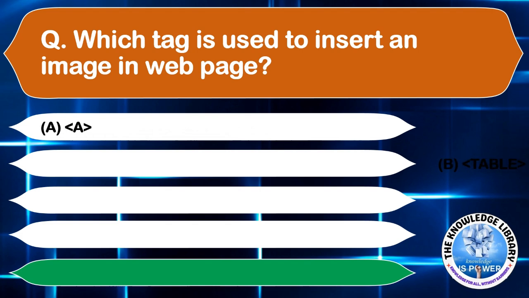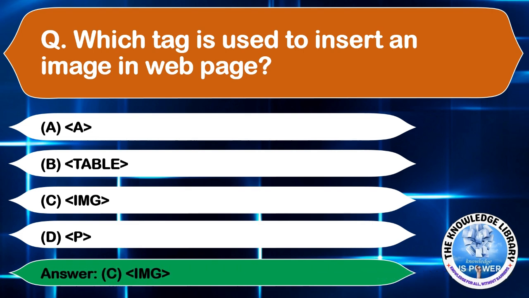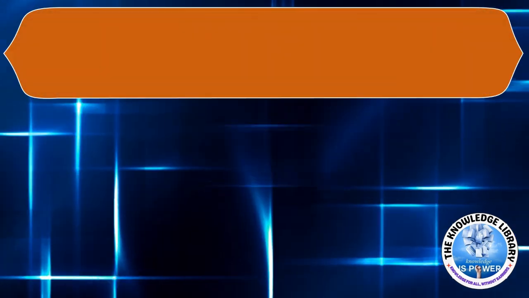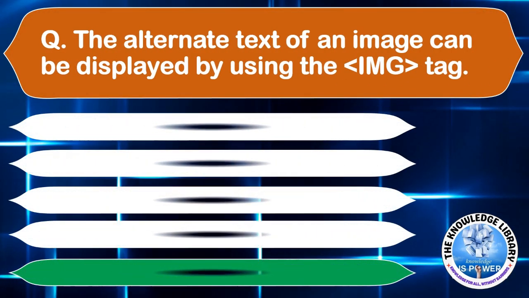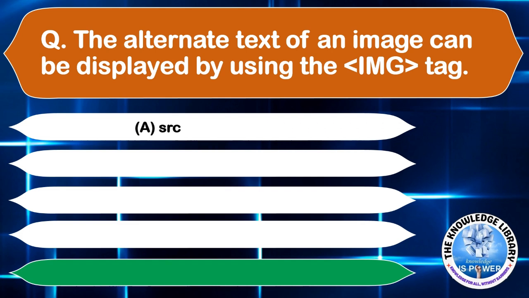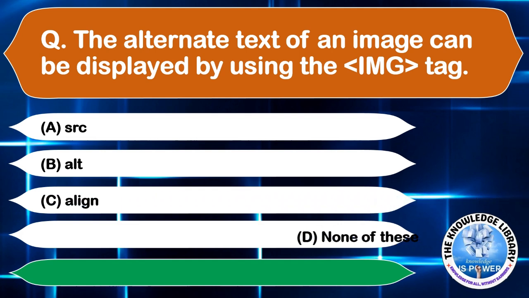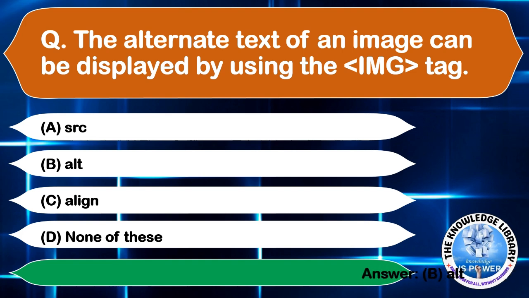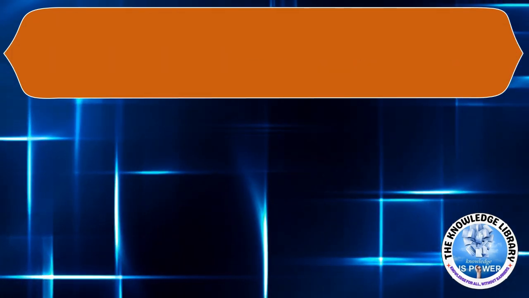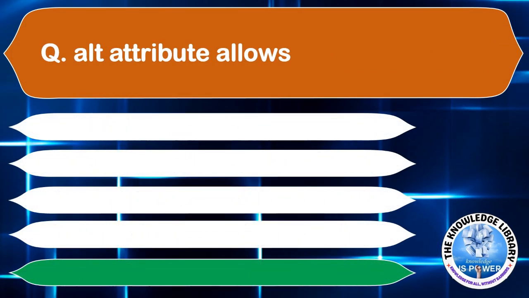The next question is, which tag is used to insert an image in web page? Option A, tag. Option B, table tag. Option C, image tag. Option D, P tag. The correct answer is option C, image tag. The next question is, the alternate text of an image can be displayed by using the image tag. Option A, source. Option B, alt. Option C, align. Option D, none of these. The correct answer is option B, alt.